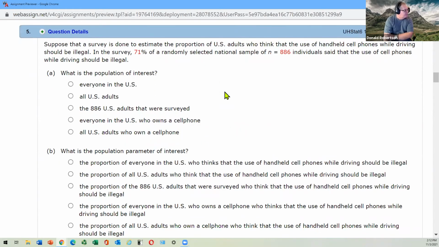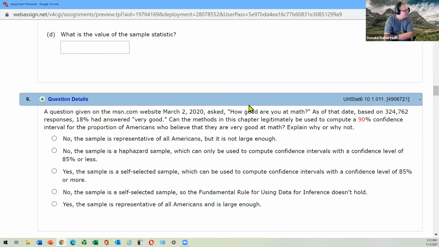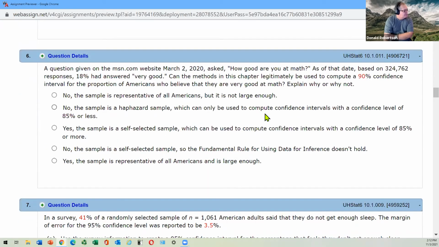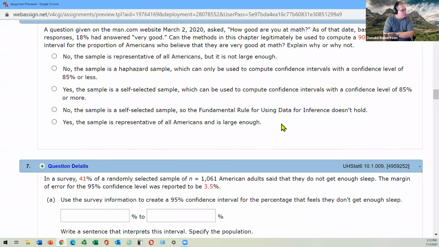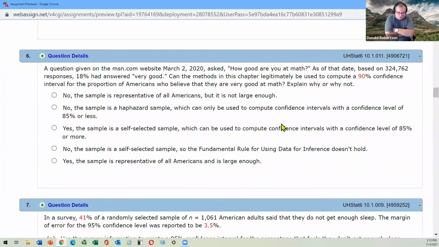That one's very similar to one above, so I'm not going to do that one. It can't be the same one, probably just got different numbers. Okay, this one is to do with bad samples, right? Samples that are not representative of the population. So let's see what's wrong with this one.